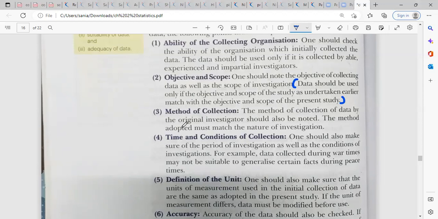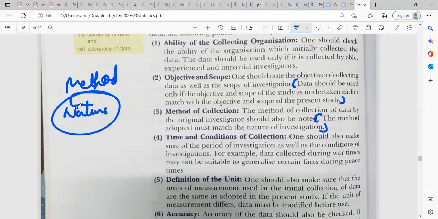Then method of collection. See, the method of collection of the data by the original investigator should also be noted. The method adopted must match the measure. For example, the method which the person who collected the data first used should match with the nature of the investigation, whatever investigation you are doing.